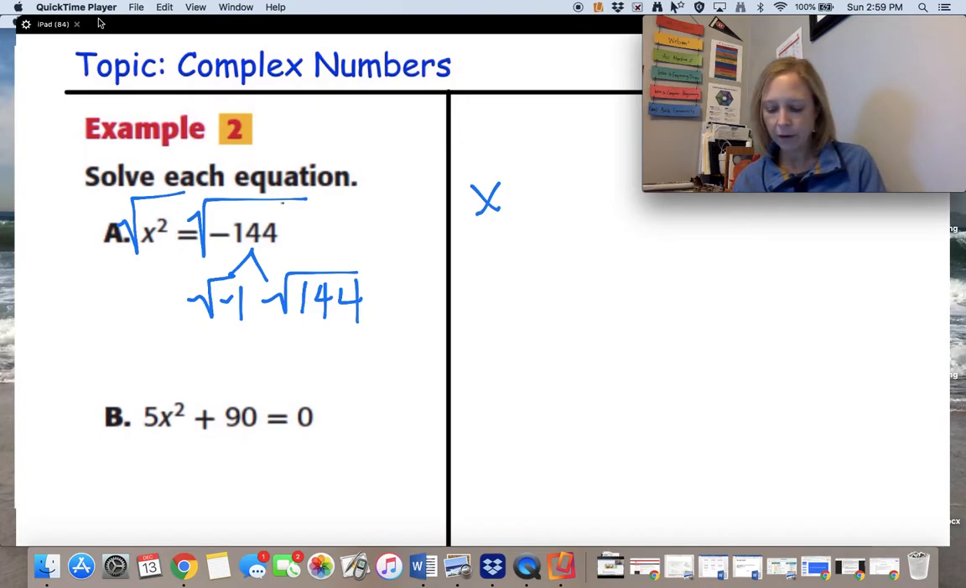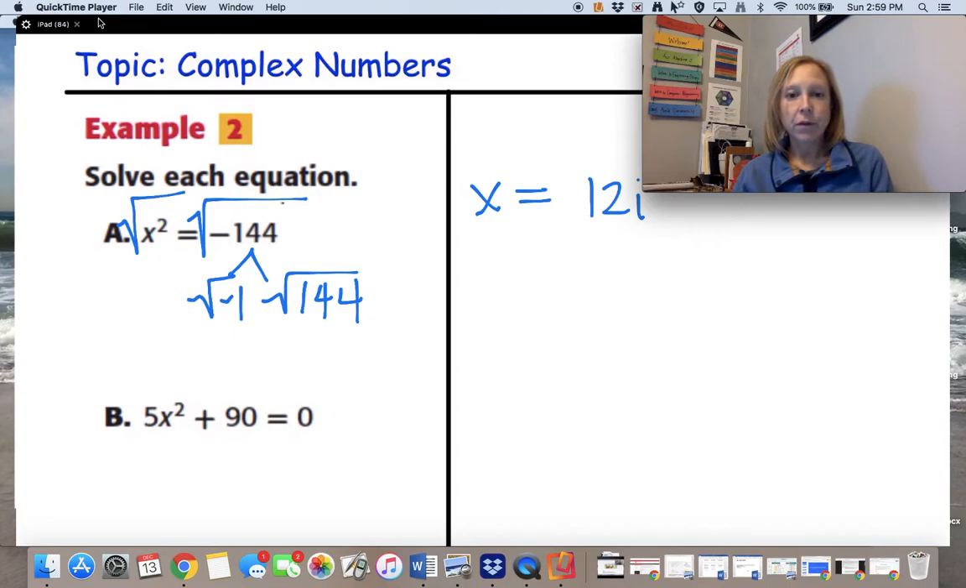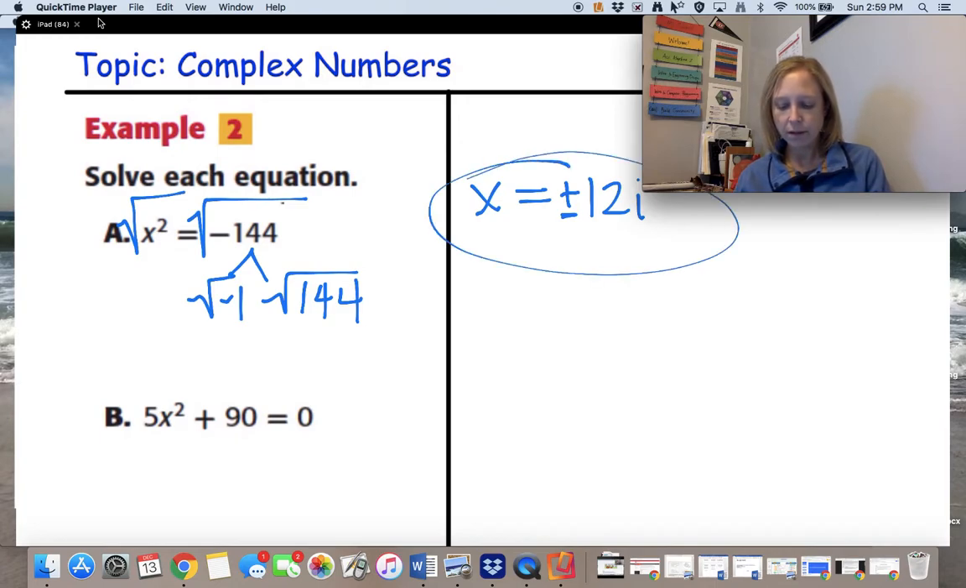The square root of negative 1 is i. The square root of 144 is 12. I didn't leave enough room here to put my 12 in front. And then don't forget, when we take the square root and we're solving, we always write plus or minus in the front. So the solution to this equation is plus or minus 12i. Let's try one more like that.